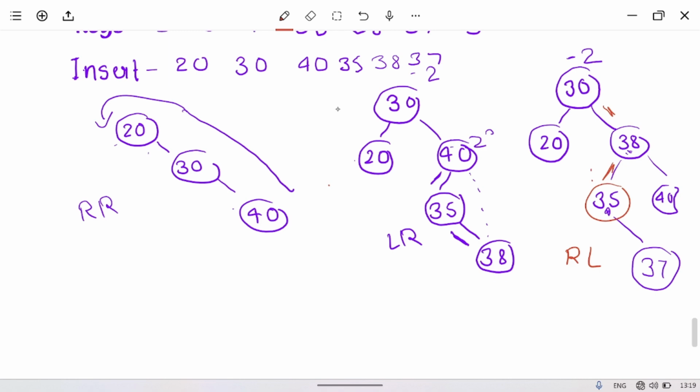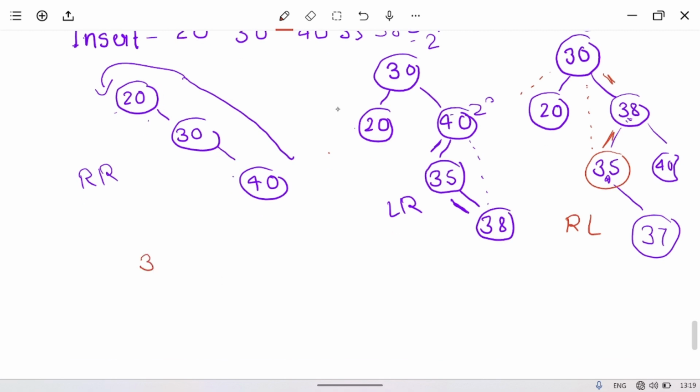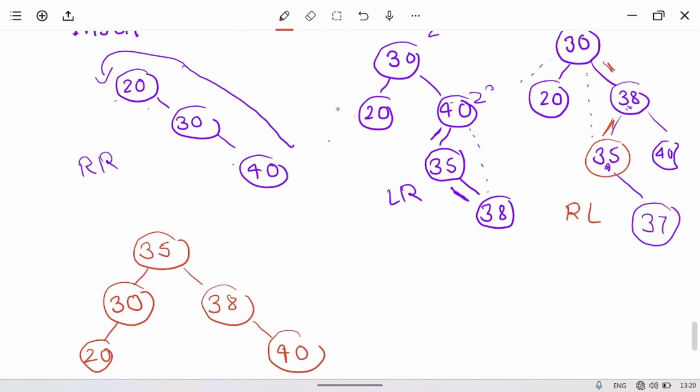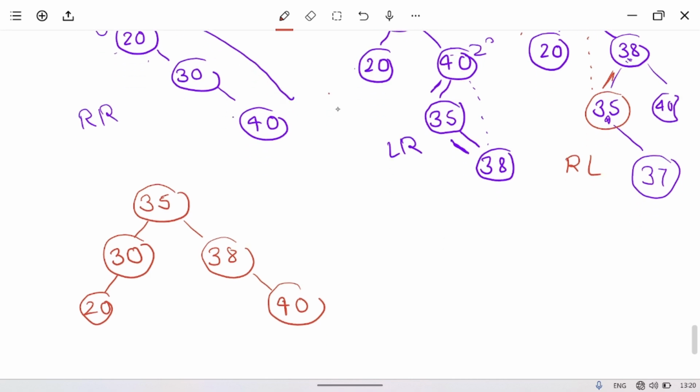Then this 35 will take this place and 30 will come left side, okay. So after rotation, this is 35, 30, 20, 38, 40, okay. So 35 was right of 37. Again 37 will be right of 35 and left of 38. So here 37. Till this our tree is balanced.